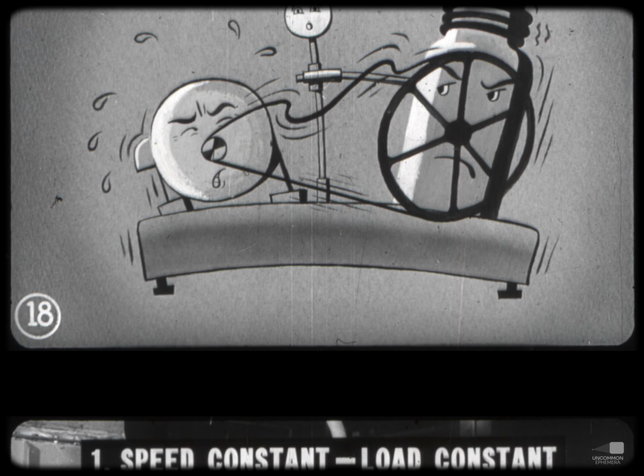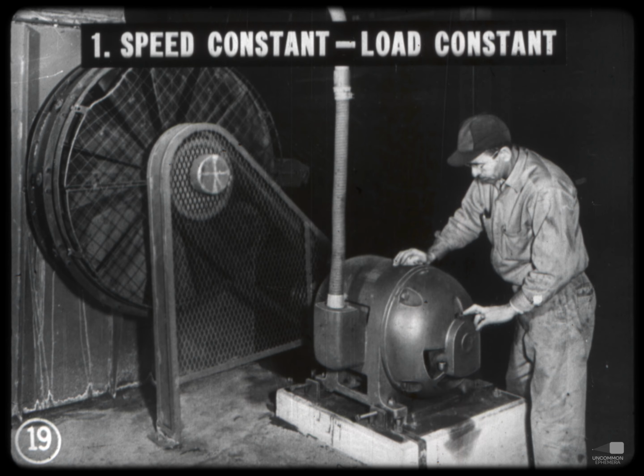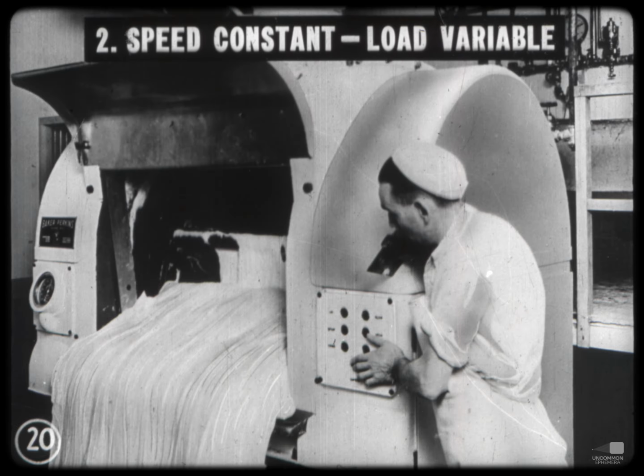Generally, a machine's duty cycle fits one of 4 load and speed combinations. The first, where speed is constant and the load nearly constant, is characteristic of most fans, pumps, and compressors. A second combination, where speed remains constant but the load is variable, is found on a dough mixer such as this, on winders, and on certain machine tools.